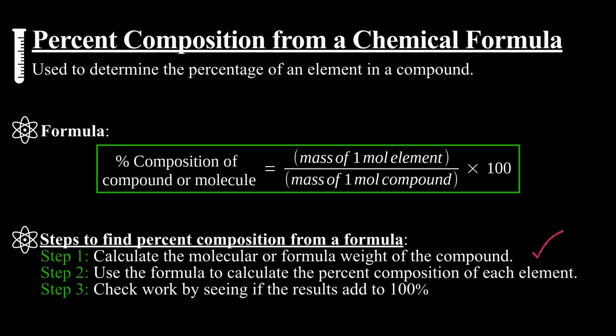Step 1. You got to calculate the molecular or formula weight of the compound. Step 2. Use the formula to calculate the percent composition of each element. So that's that formula I started out with. Step 3. This is just to check yourself. See that all your values add up to 100. If they don't, something went wrong.